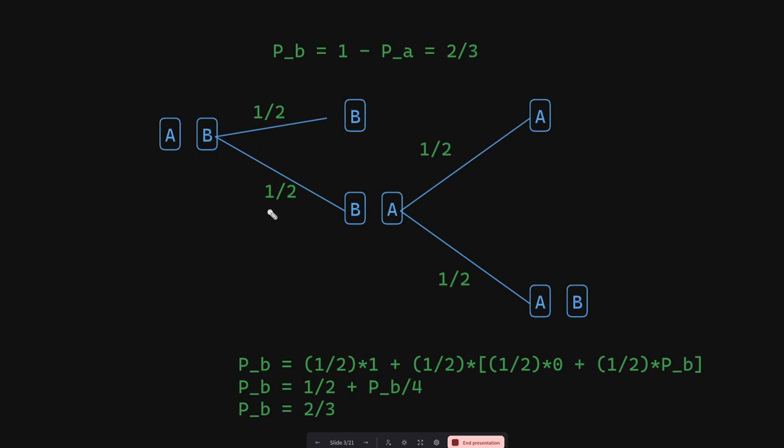And on this route, here B will definitely lose, right? So that would be half into 0, right? Because B has been eliminated. And once it reaches here, you will see that the configuration is repeated. So you say half into P of B. So if you solve this equation, you will conclude that probability of B being the winner is 2 out of 3. So this was a second method to find the probability of B being the winner, right? The first method is of course finding the complement of P of A, right?